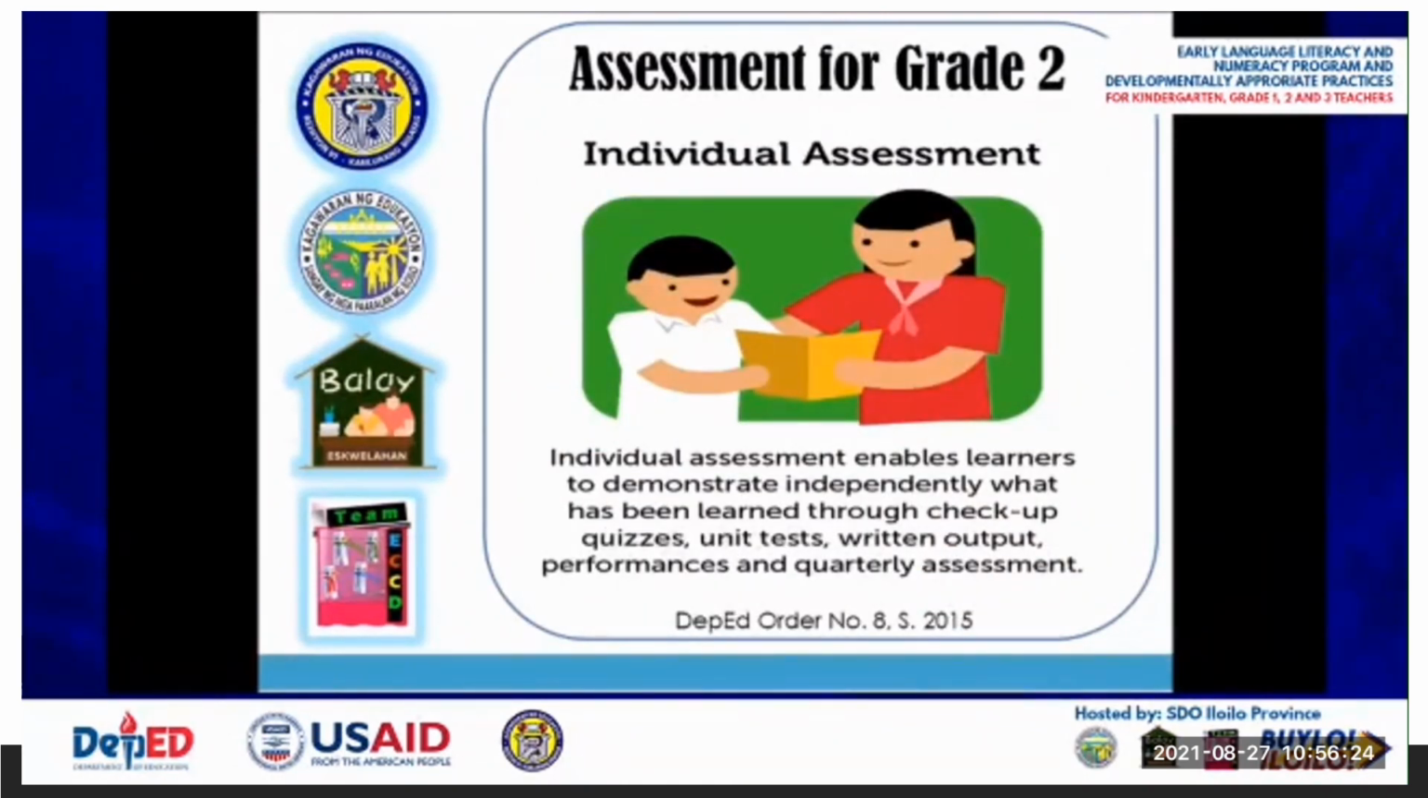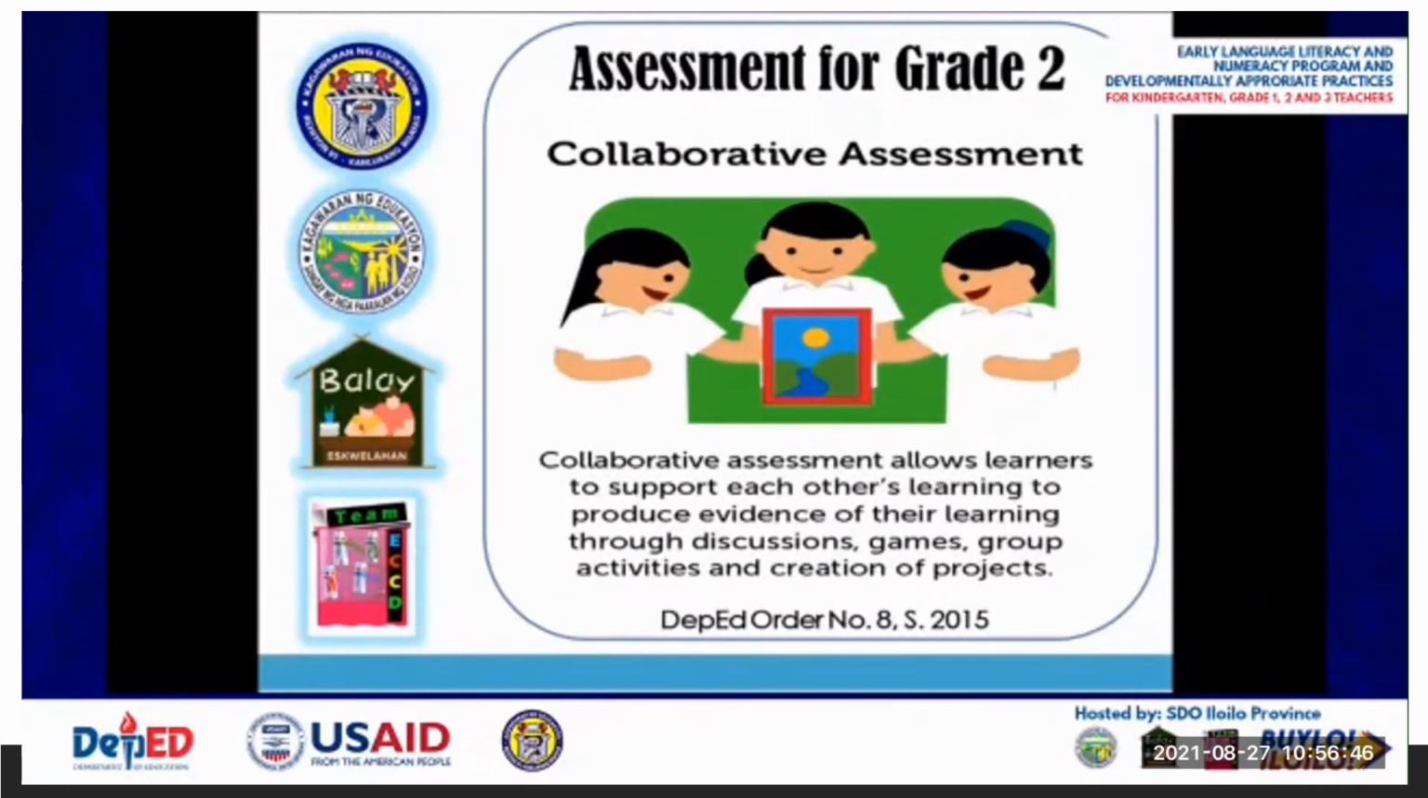Formative and summative assessment can be done individually and collaboratively. Individual assessment enables learners to demonstrate independently what has been learned through check-ups, quizzes, unit tests, written output, performances, and quarterly assessment. While collaborative assessment allows learners to support each other's learning to produce evidence of their learning through discussions, games, group activities, and creations of projects.